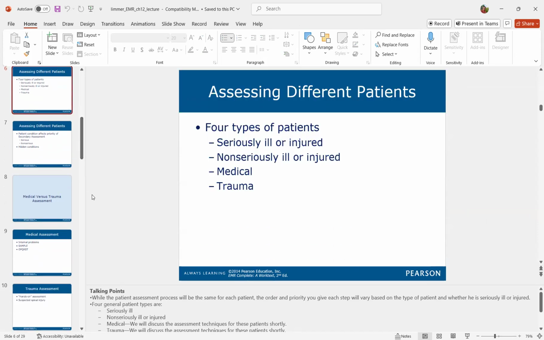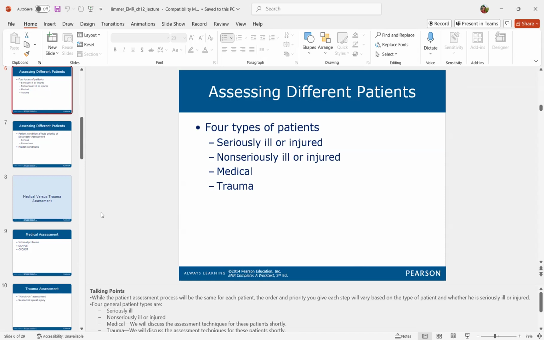So, different patients. While the patient assessment process is the same for each patient, the order and priority we give each step is based on what type of patient we have. The different types of patients fall into 4 general categories. We have seriously ill or seriously injured patients. We have non-seriously ill or injured patients. We have medical. We're going to talk about these shortly. And we have trauma patients. So what kind of patient do you have?